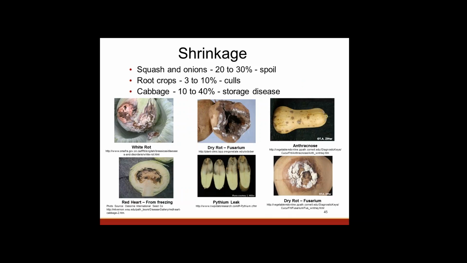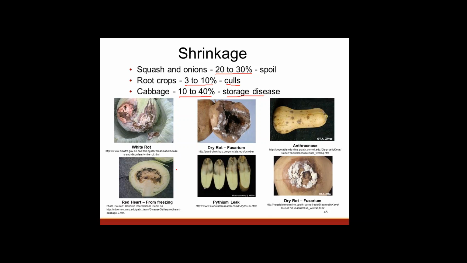Any time we're doing storage, we're going to have shrinkage. Now, during summer, we probably have less of it because the products aren't around that long. The biggest challenge we have during the summer is probably desiccation or wilting. So that's why we use humidity controls, but we probably don't have problems with spoilage as much during the summer because the products are not on the shelf that long. But for things that are stored for long periods of time, we can have different issues. Things like squash and onions, the experience from growers is 20 to 30% spoilage with long-term storage. Root crops is quite a bit less, with 3 to 10%, and that typically is culls. With cabbage, it can be 15 to 40%, and that's typically storage diseases.